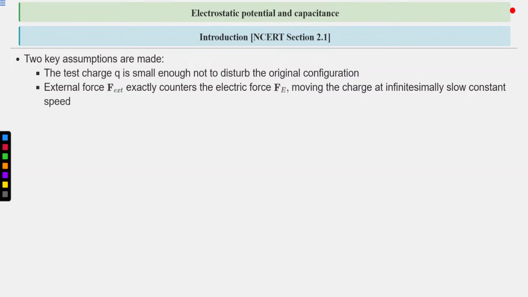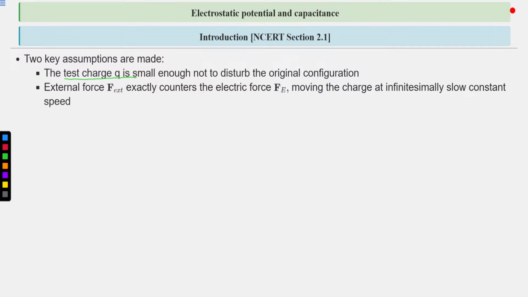Okay, there are two key assumptions which we are going to make here. First assumption is that the test charge small q is very small, infinitesimally small. A test charge q is small enough not to disturb the original configuration, meaning it should not disturb the original configuration of the source charge. It does not affect the electric field of the source charge. So this test charge we are going to take very small.